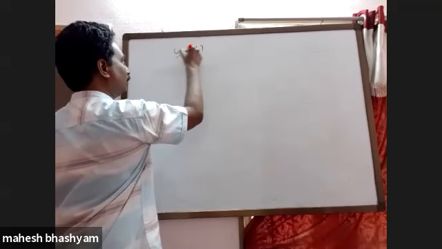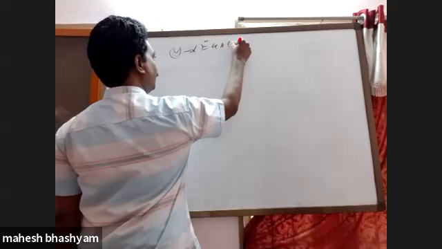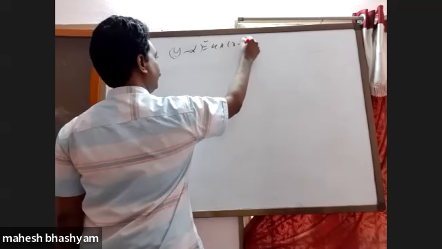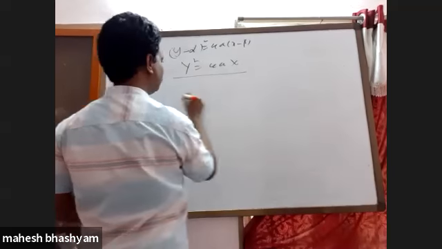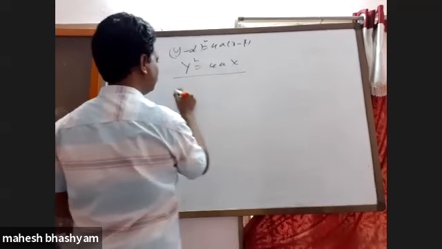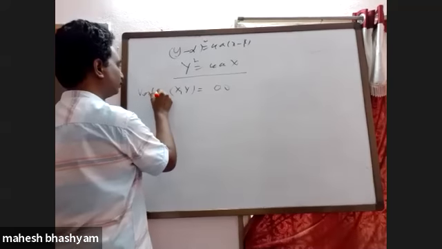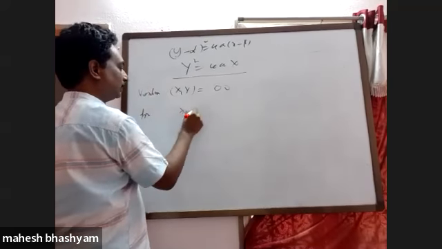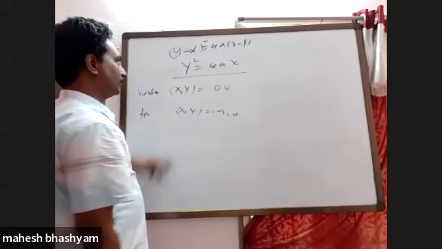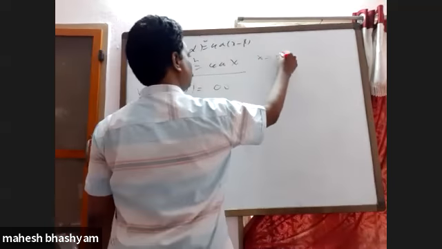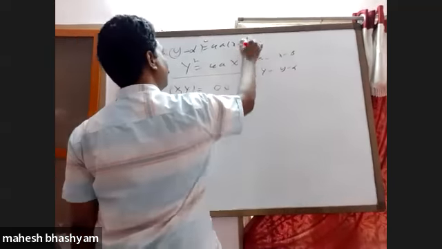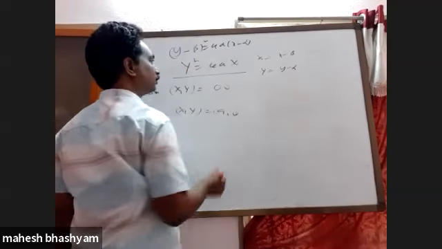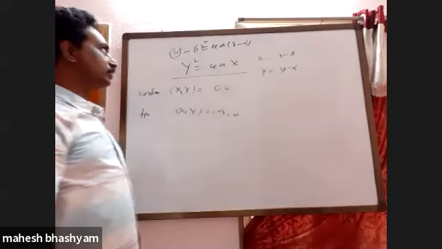y minus alpha whole square is equal to 4a into x minus, I'm writing small a, beta. Now what about it? Capital Y square is equal to 4a into capital X. Use these formulas. Capital X comma capital Y vertex is 0, 0. Focus capital X comma capital Y is a comma 0. Here capital X is equal to x minus beta, capital Y is equal to y minus alpha. This is alpha and beta. Y minus alpha whole square equal to 4a into x minus beta.